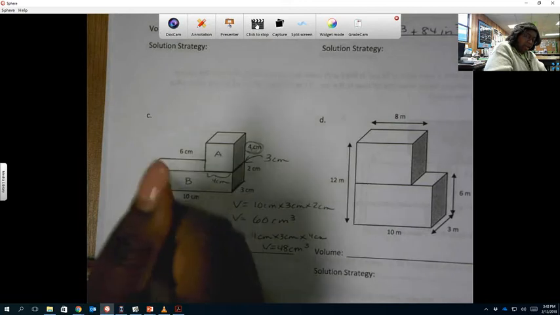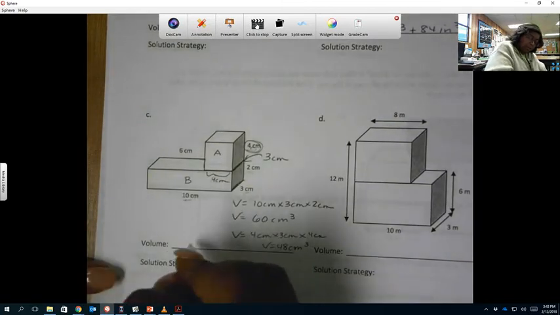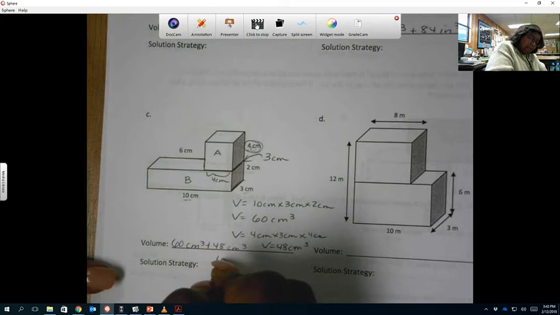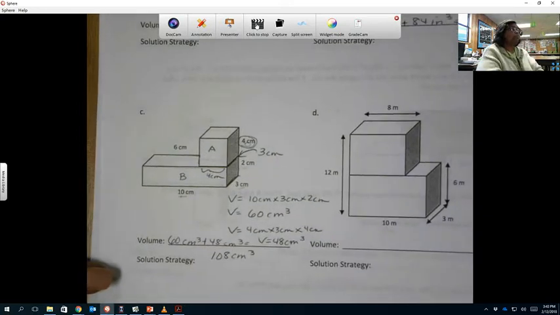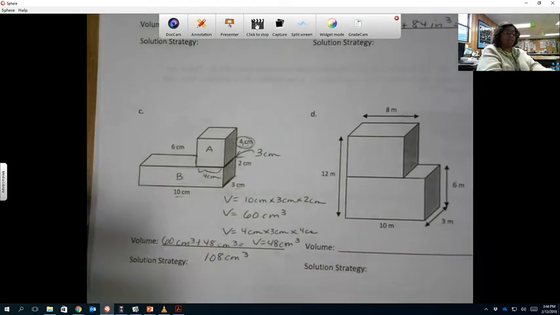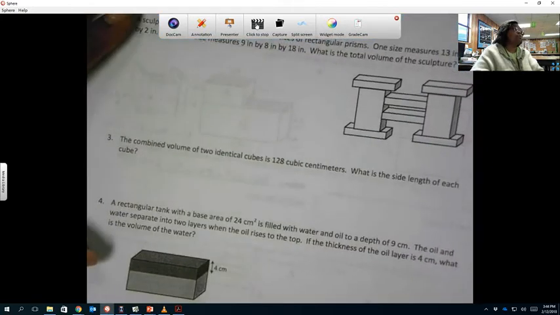Now, to find the composite volume, I would take my 60 cubic centimeters and add it to my 48 cubic centimeters, and that would give me a total volume of 108 cubic centimeters. All right, let's go through and look at how we would do that in a problem-solving situation. And we'll look at number 3 and number 4.